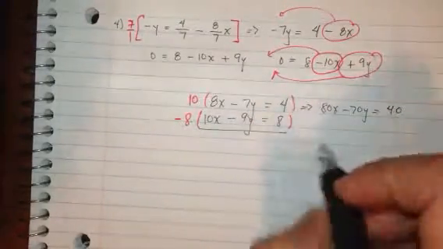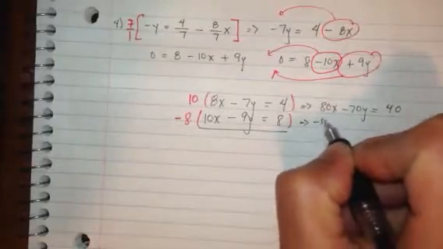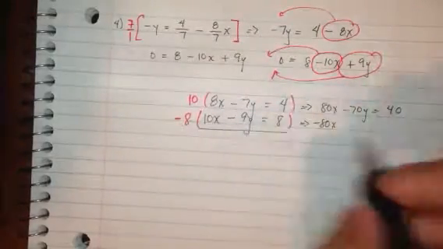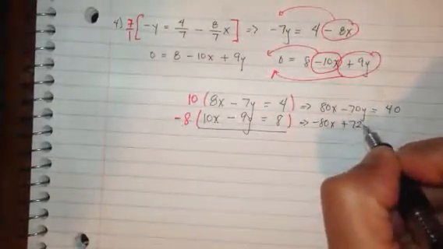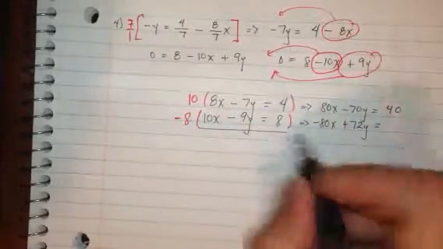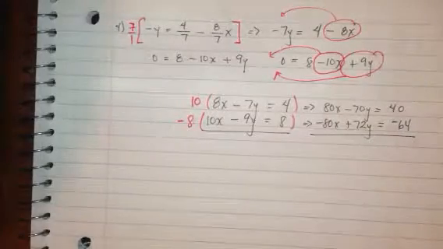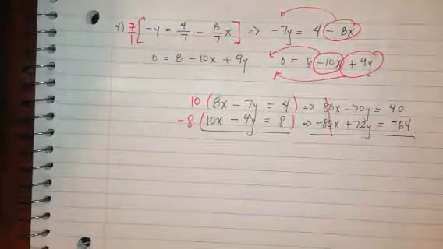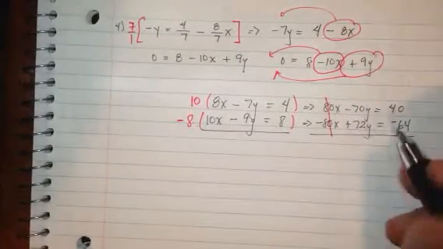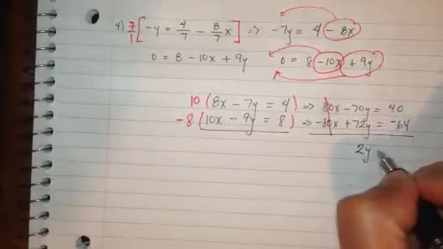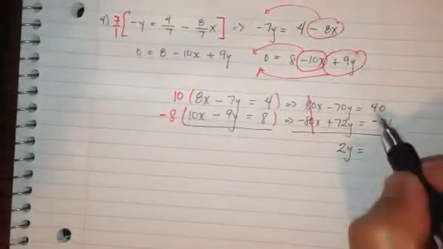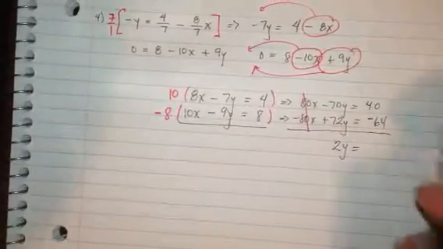And then negative 8 times 10, that's going to give me negative 80x. Negative 8 times negative 9, that's positive 72. Negative 8 times 8 is negative 64. Alright, so these guys simplify out. Negative 7 plus 72 is a positive 2. So that's helpful. And then 40 minus 64, what is that?